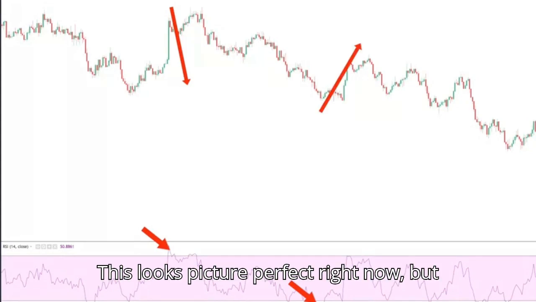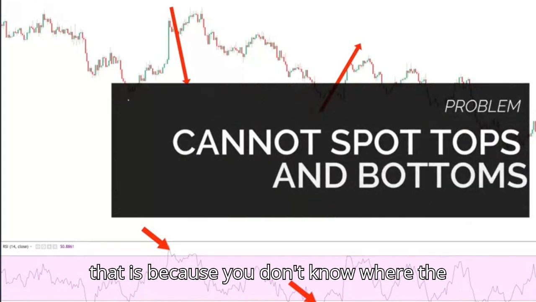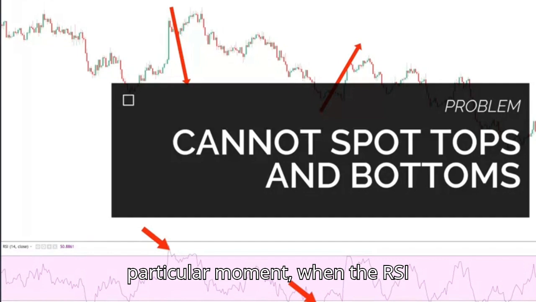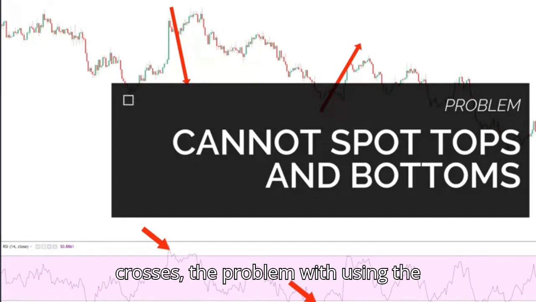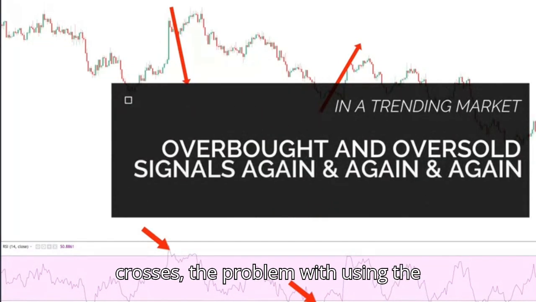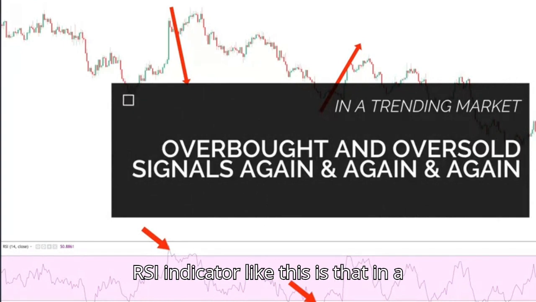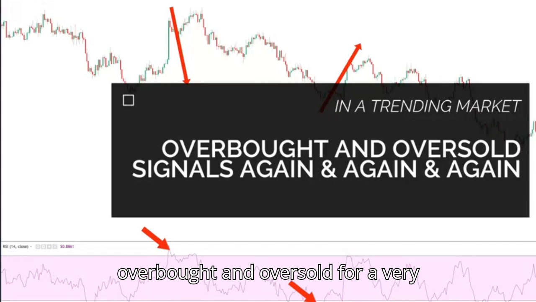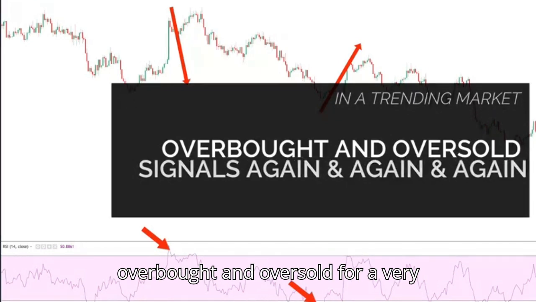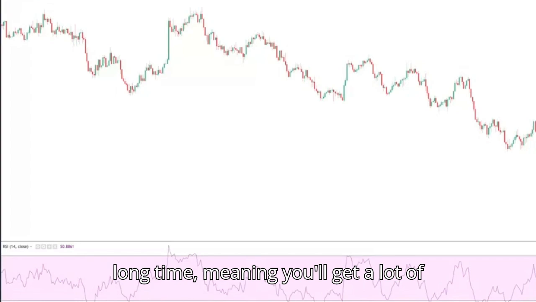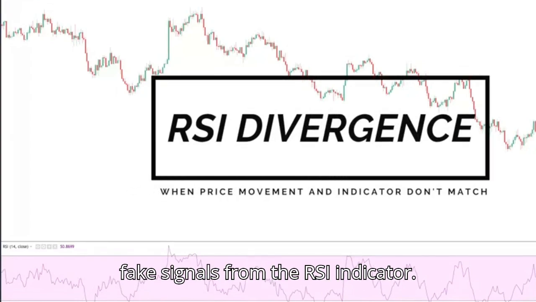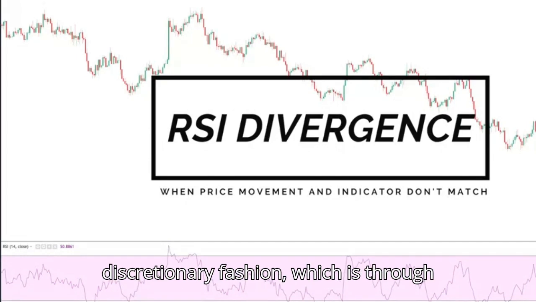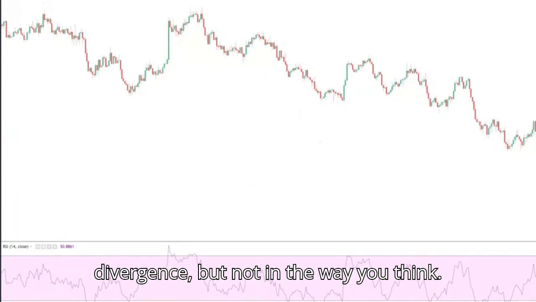This looks picture perfect right now, but that is because you don't know where the top or the bottom is in that particular moment when the RSI crosses. The problem with using the RSI indicator like this is that in a trending market, price can stay overbought and oversold for a very long time, meaning you'll get a lot of fake signals from the RSI indicator.